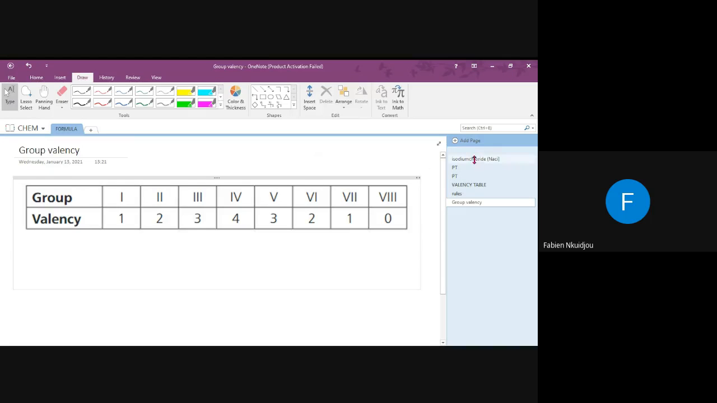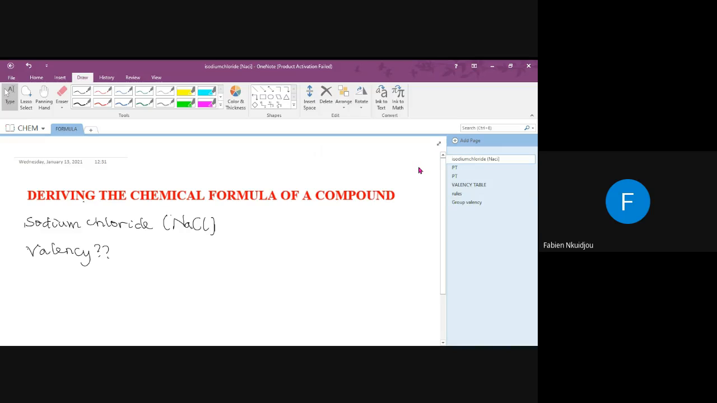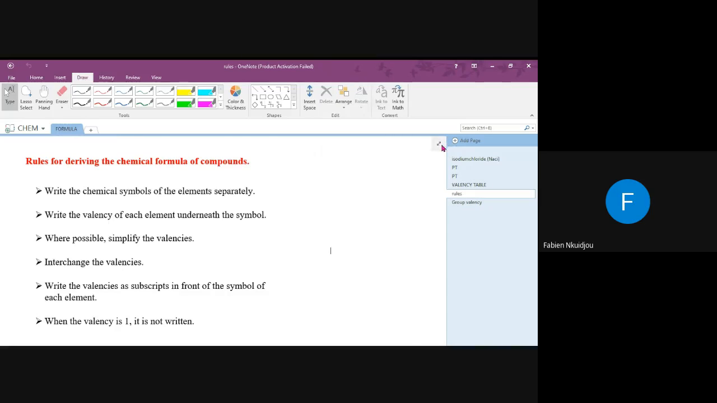Okay, that's said and done. Let us now look at some guidelines to writing or deriving the chemical formula of a compound. In other words, what are some of the rules that we must follow each time we want to derive the chemical formula of a compound? So let's take a look at the rules here.